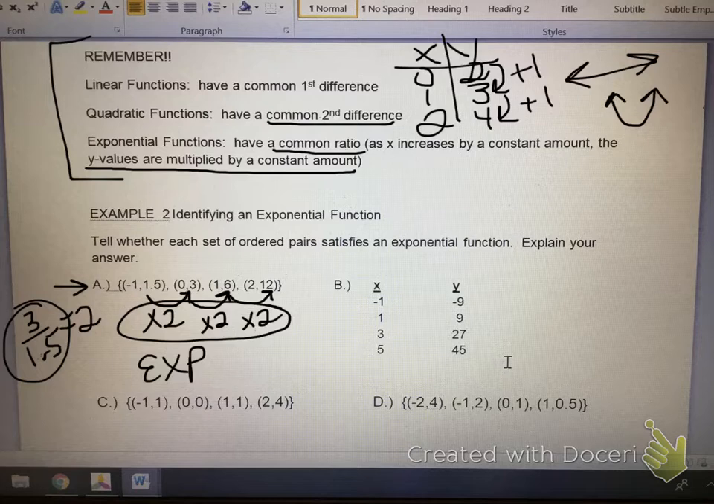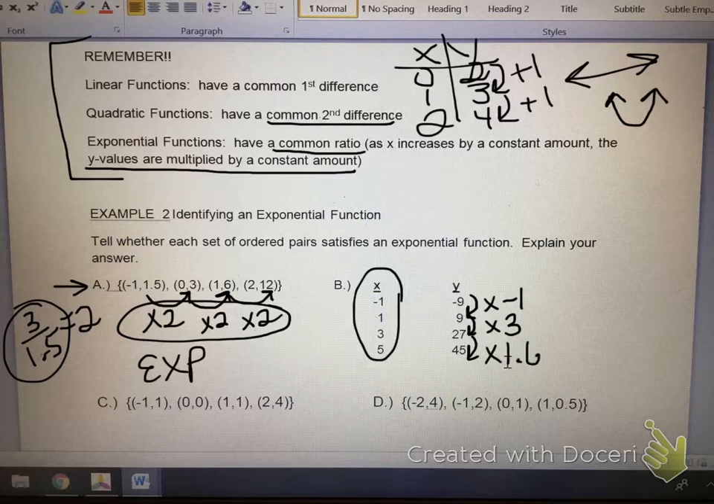Let's look at letter B. Notice that the x's are all different, so this is clearly a function. We're adding 2 each time to get to the next one, so we're going up constantly. The y's, let's take a look. -9 times -1 would give us +9. But that's not true this time. 9 times 3 is 27. And I don't know what 27 times what is 45, so I go to my calculator, 45 divided by 27, and it's 1.6 repeating. See how they're all different? This is not exponential. There's no common ratio.